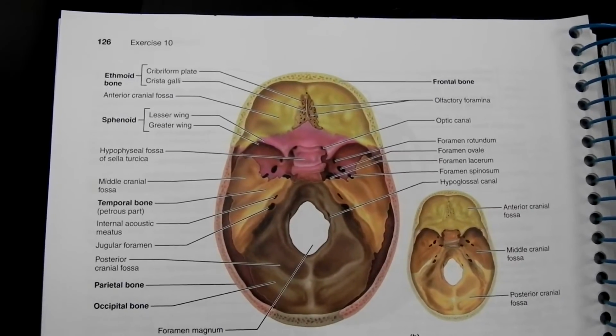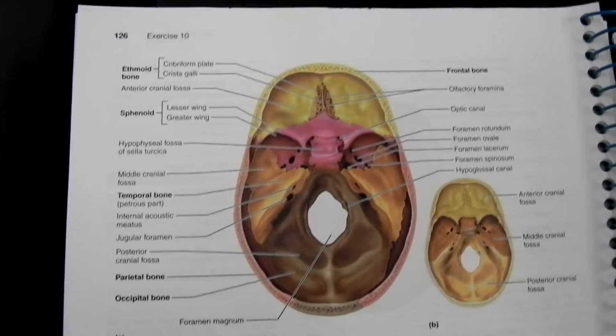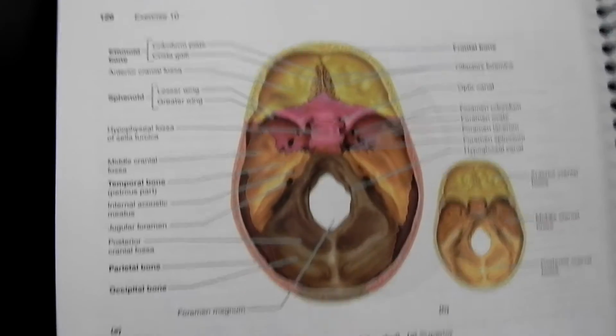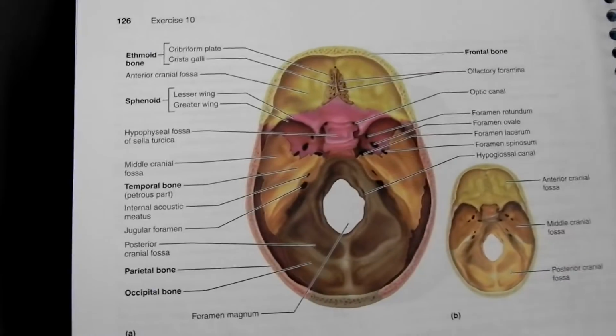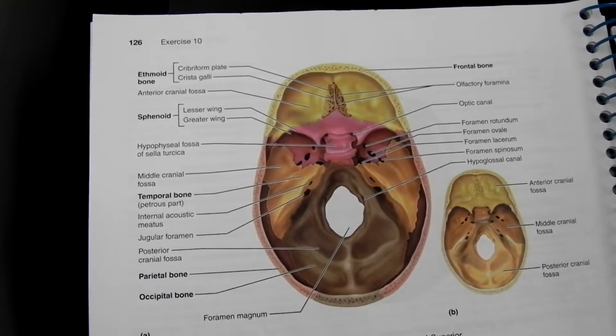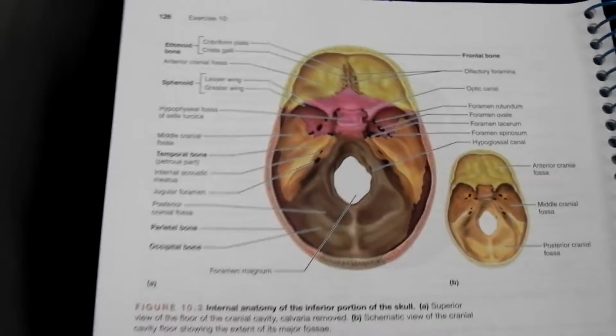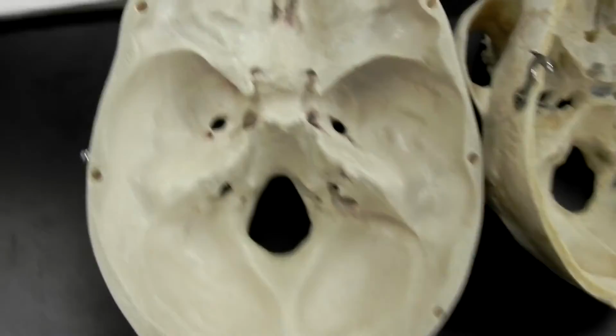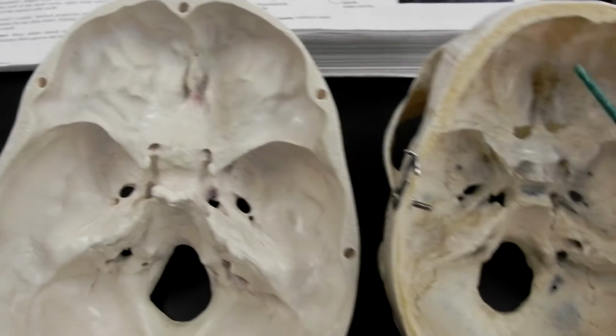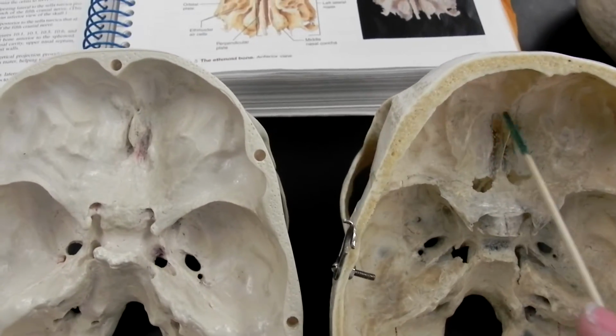The next thing I'm going to talk about is the internal structure of the skull. On page 126 in your lab manual, you'll see this figure, and you can refer to it as I go over the different parts of the internal structures of the skull. When we come over here to the skull, the first place that I want you to be able to see is this little area here.